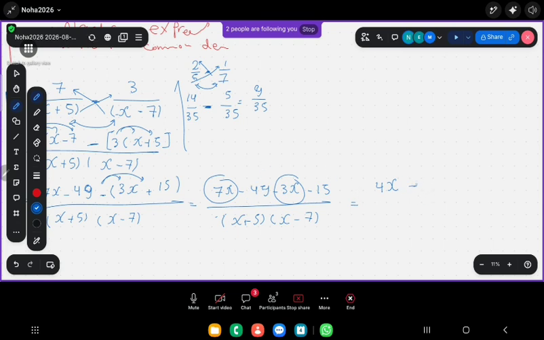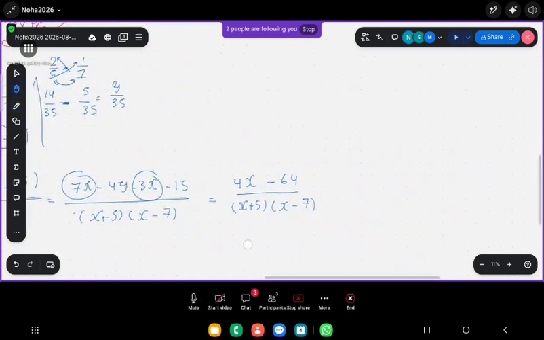Here minus 49 minus 15. So you have to add and put the sign. Minus 49 minus 15, you will get what? You will get 64 over x plus 5, x minus 7. Who got it? Anyone?